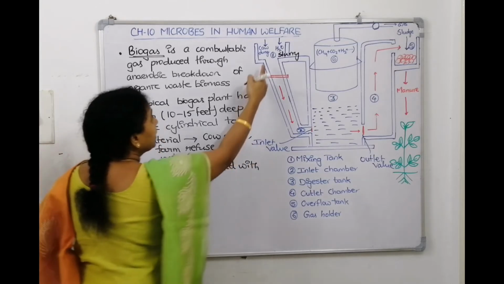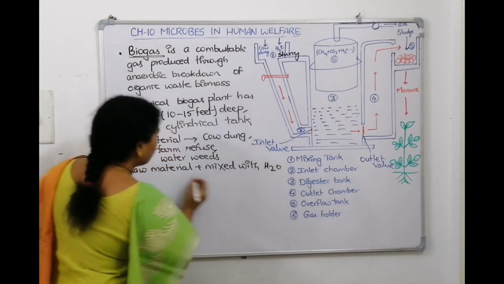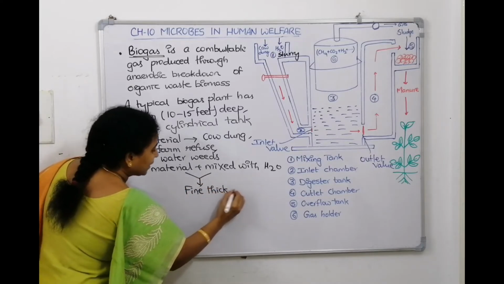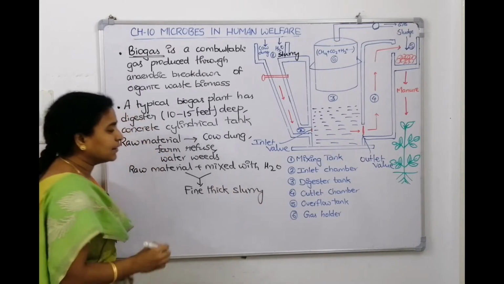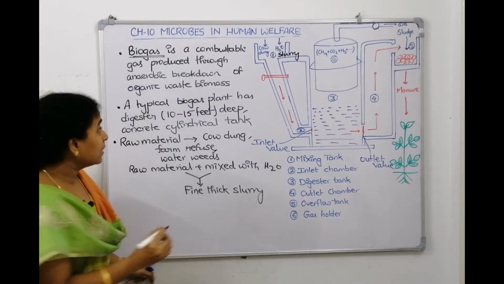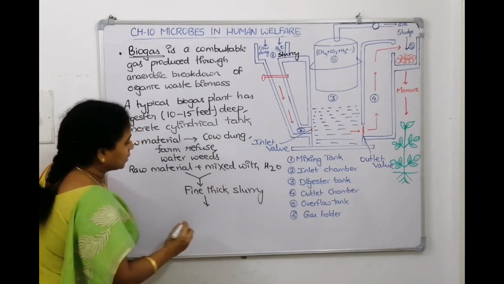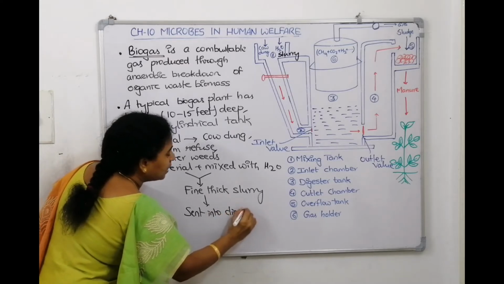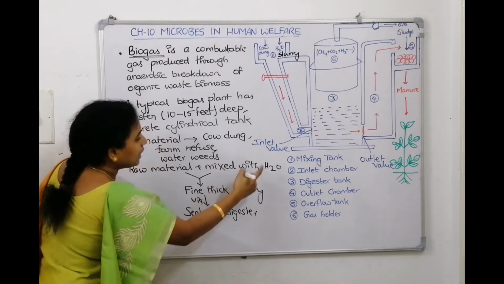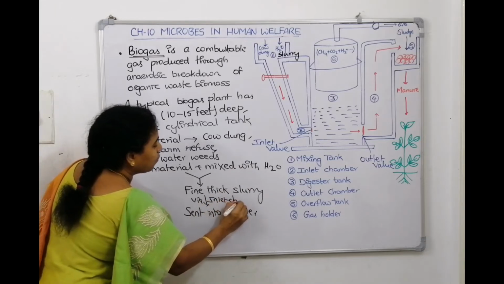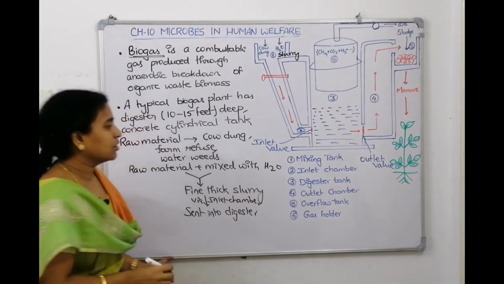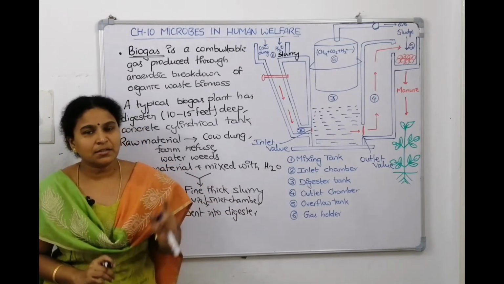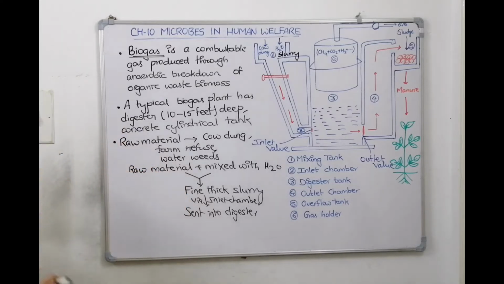We wrote here, the raw material is mixed with water. When you mix the raw material with water, we get a fine thick slurry. This fine thick slurry is now sent into the digester via the inlet chamber, right? Now what happens in the digester is the biogas production, which happens in 3 steps. Take a screenshot. We'll talk about the 3 steps also.